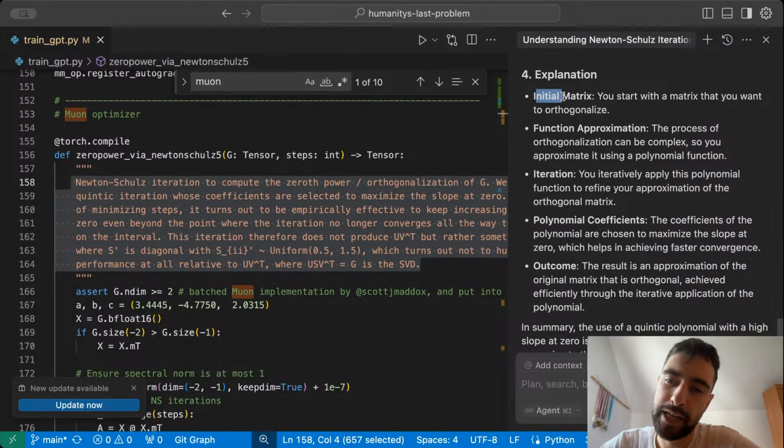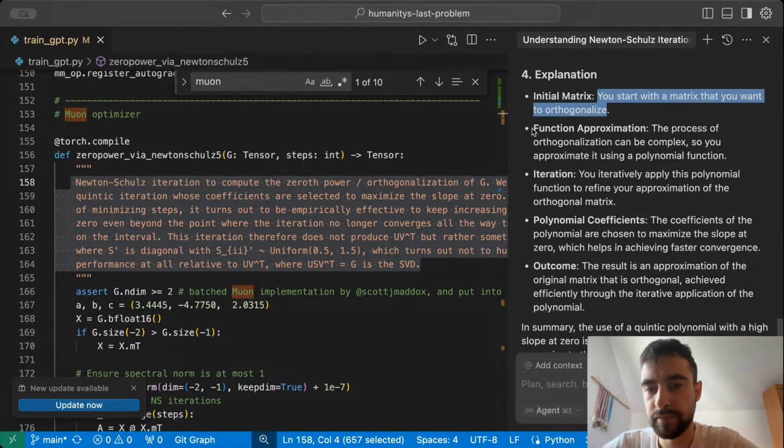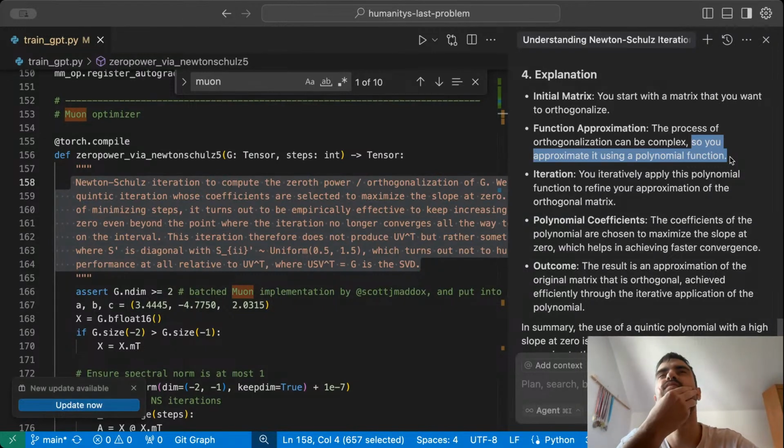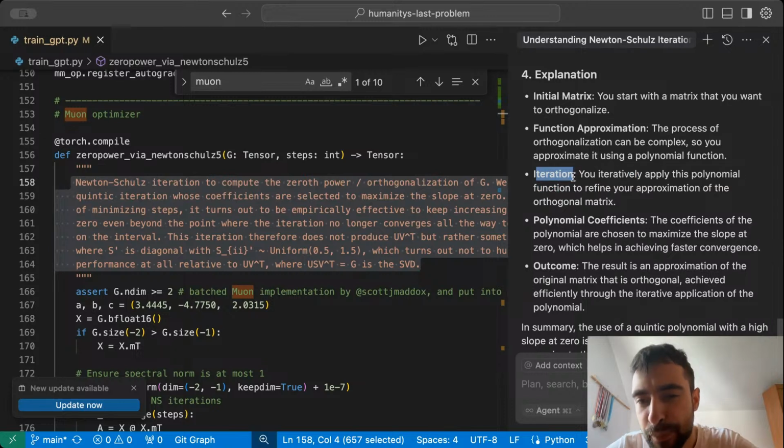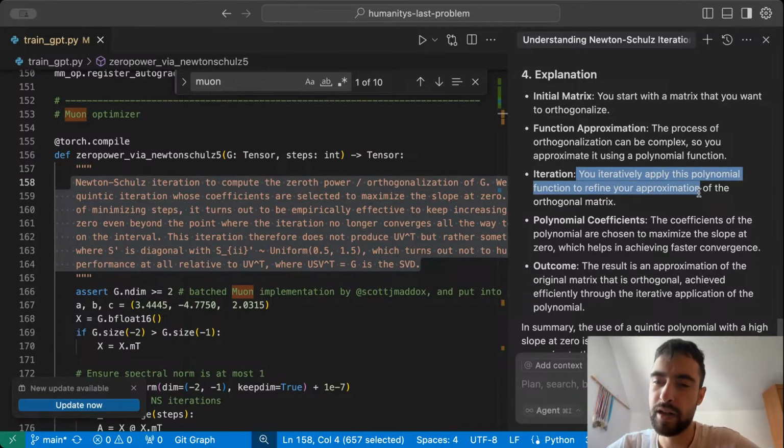Okay, let's read the explanation. Initial matrix: you start with a matrix that you want to orthogonalize. Function approximation: the process of orthogonalization can be complex, so you approximate it using a polynomial function. So if I approximate the process, is the final matrix orthogonalized or approximately orthogonalized? You iteratively apply this polynomial function to refine the approximation of the orthogonal matrix.